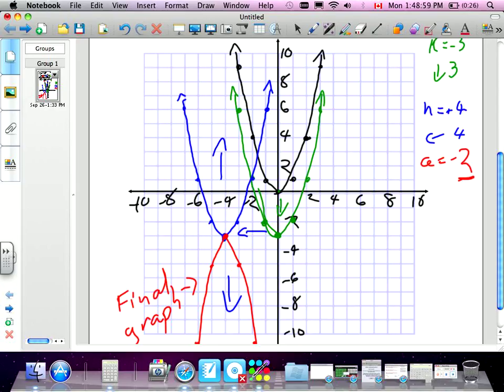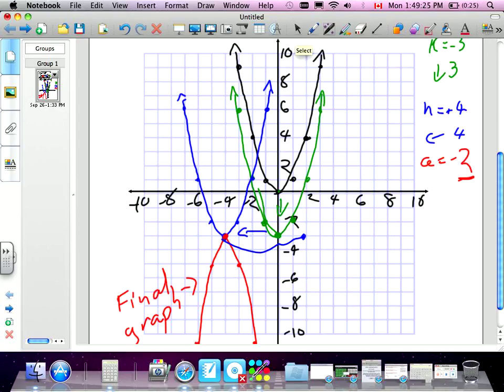The hard part about this is how to actually graph a stretch. Now remember I told you original, we go over 1, and then I square that number. So I go over 1, 1 squared is 1. So I go up 1. I go over 2, I square that number. 2 squared is 4, so I go up 4. If I were to go over 6 units, how many would I go up? 36. I square that number.